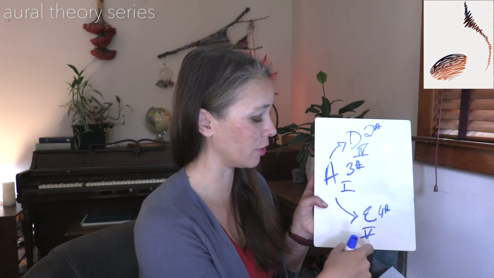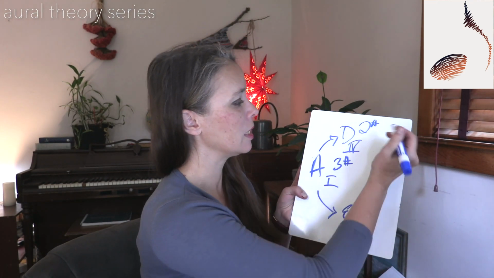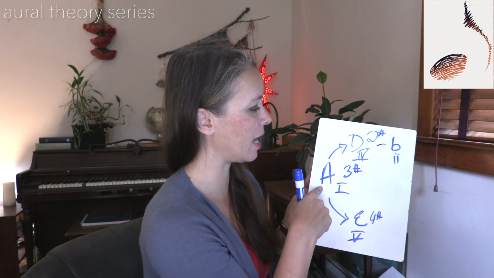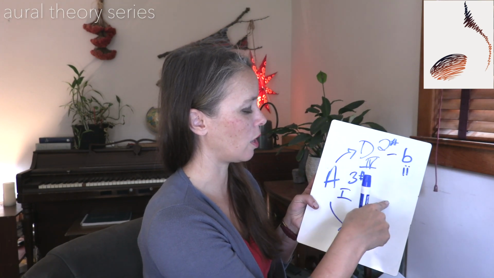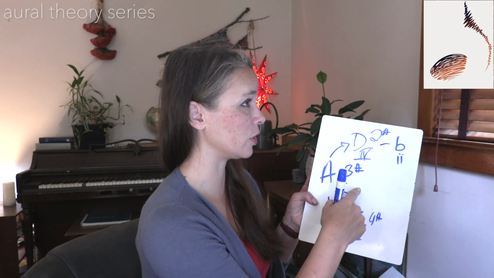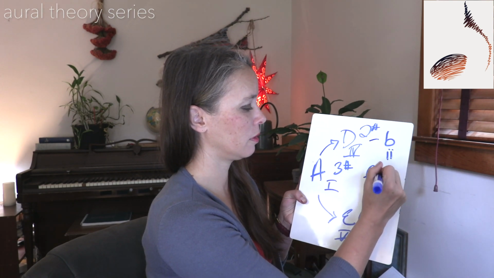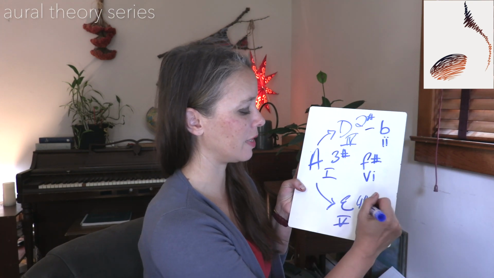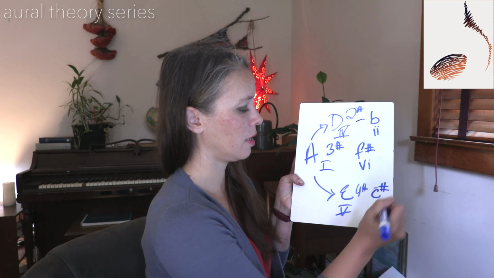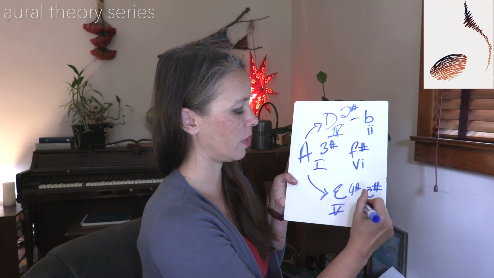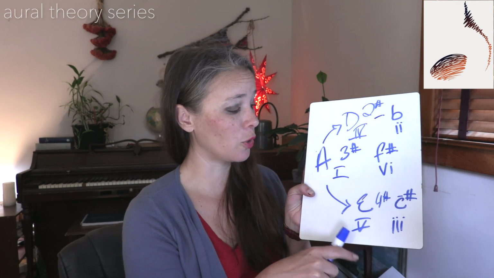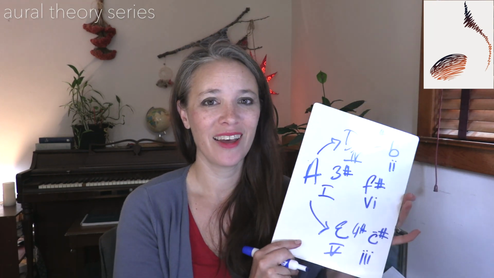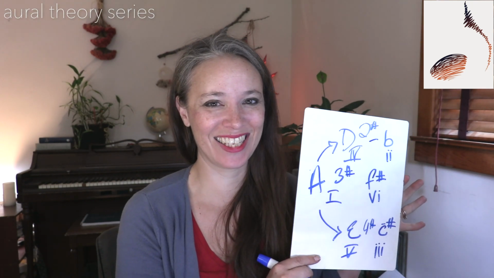Our minor options are the relative minor of all these keys. So D, the relative minor is B. That's our 2 in the key of A. We could go to our just overall relative minor, which would be F sharp. That is our 6. And then we could go to the relative minor of E, which is C sharp, and that is our 3. Okay, so if the last chord is major, you're going to E or D. If it's minor, you're going to B, F sharp, or C sharp. Take a minute if you need to and sink in.